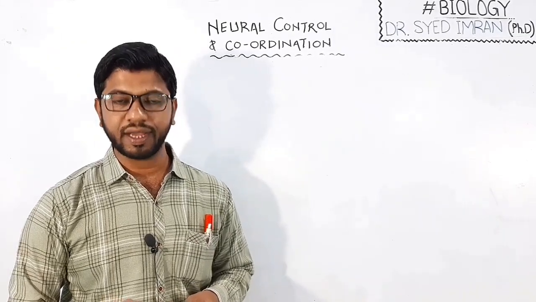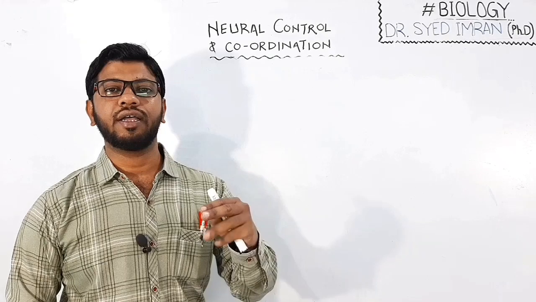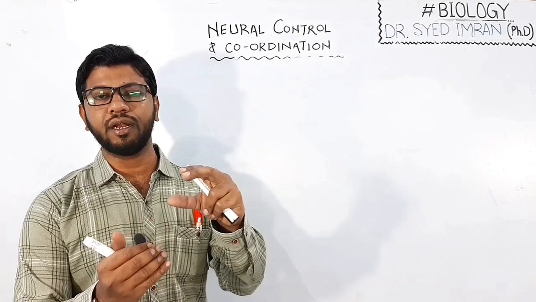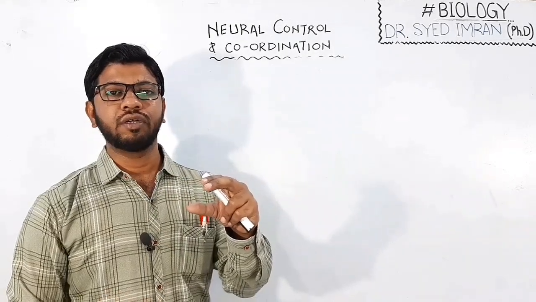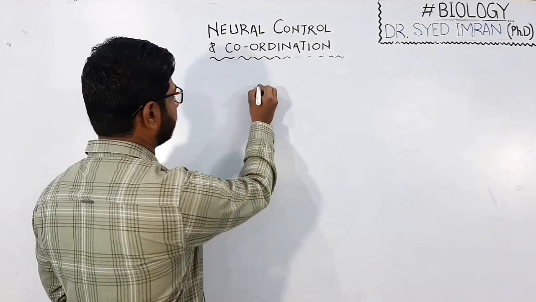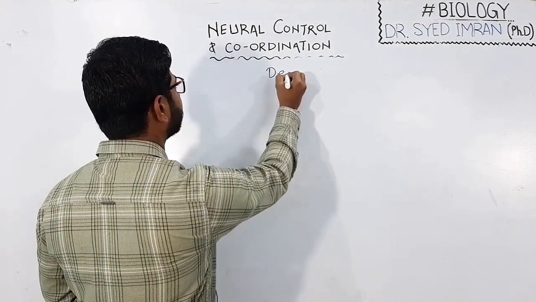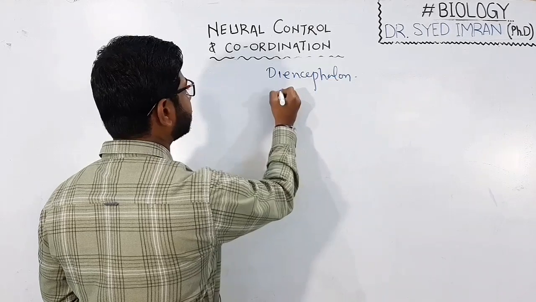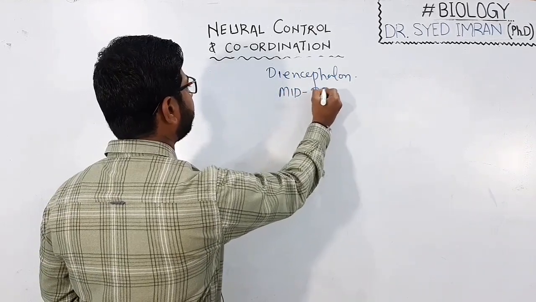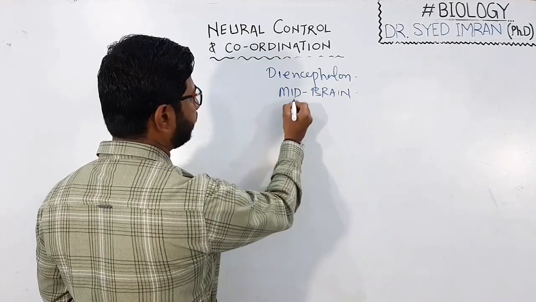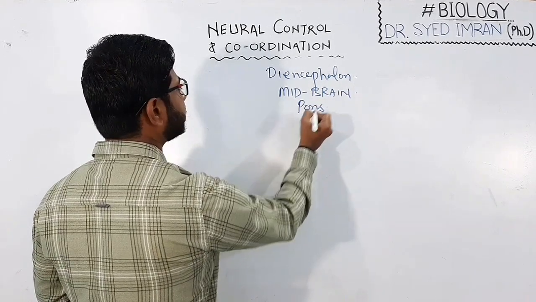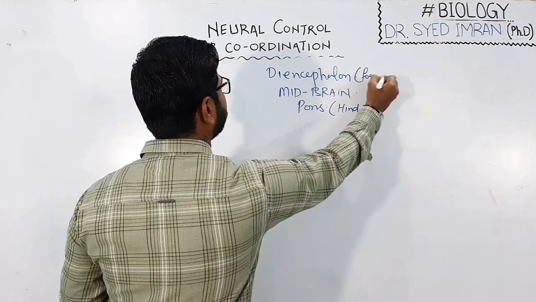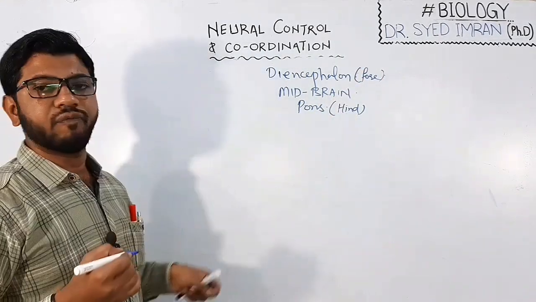This midbrain is a very small part and it is situated in between the forebrain and hindbrain. Hindbrain is just below the midbrain, and forebrain is above the midbrain. So let us consider this is the diencephalon. Just below the diencephalon there is the midbrain, and below the midbrain there is the pons, which is a part of the hindbrain. This diencephalon is a part of the forebrain, and this is the location of the midbrain.